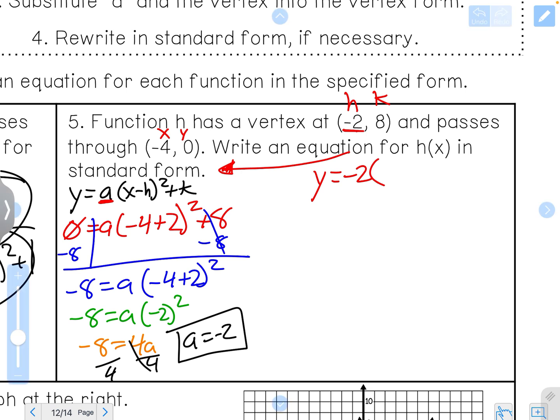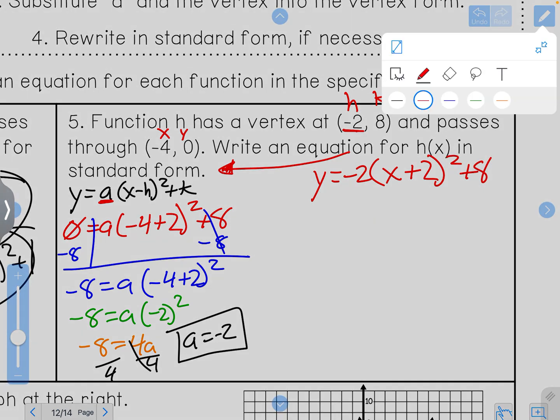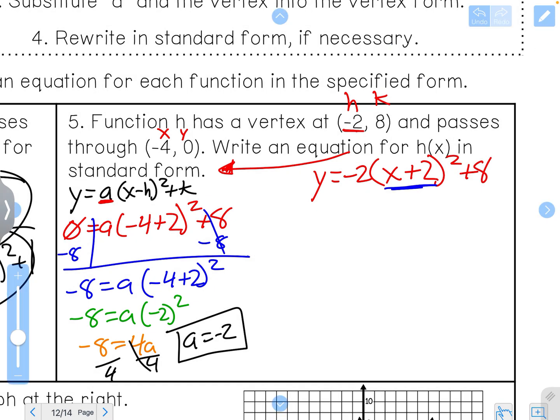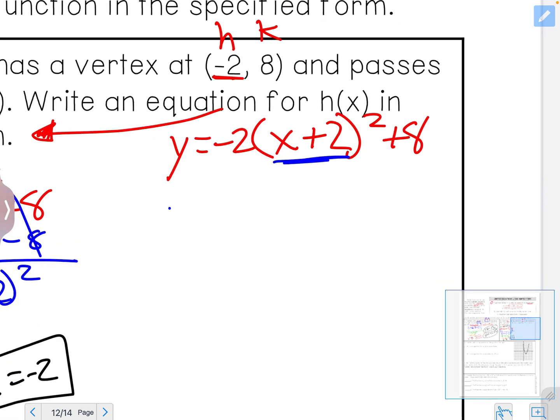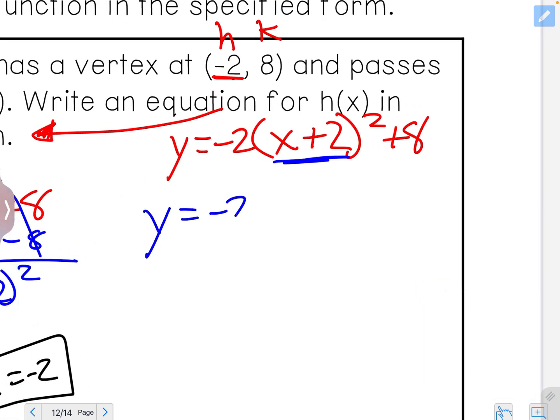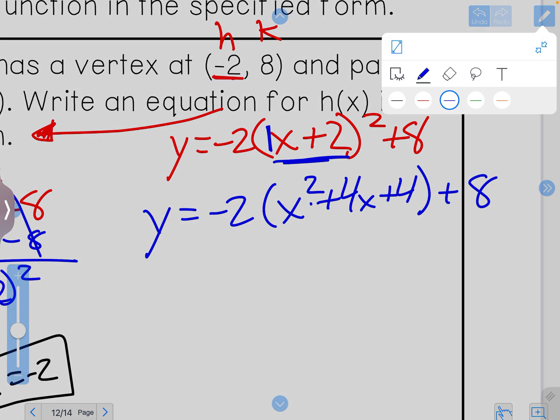y equals, our a we said is -2. We're going to go back to x. We put +2 in our equation, squared, plus 8. So again, I'm going to use my perfect square trinomial rule because it makes the math a whole lot easier. I can do it in my head. -2, I'm going to square the x. The number in front of x is 1, so 1 times 2 is 2. There's going to be 2 of those terms, so I'll multiply it by another 2, so plus 4x plus 4, and then we have plus 8.